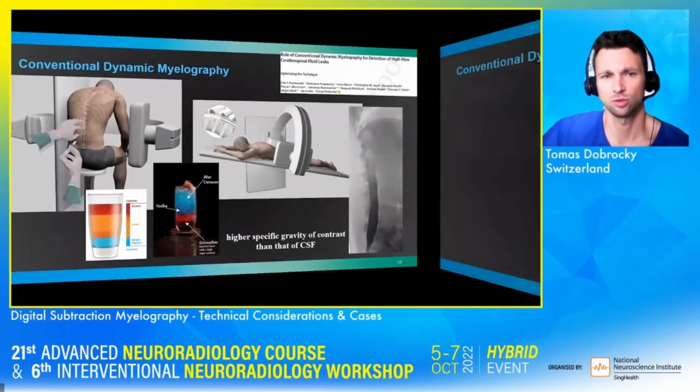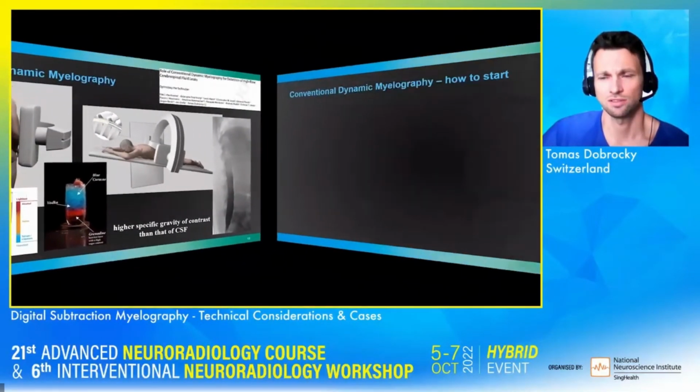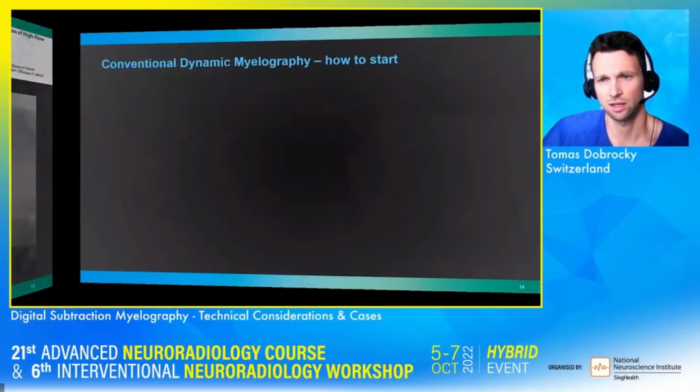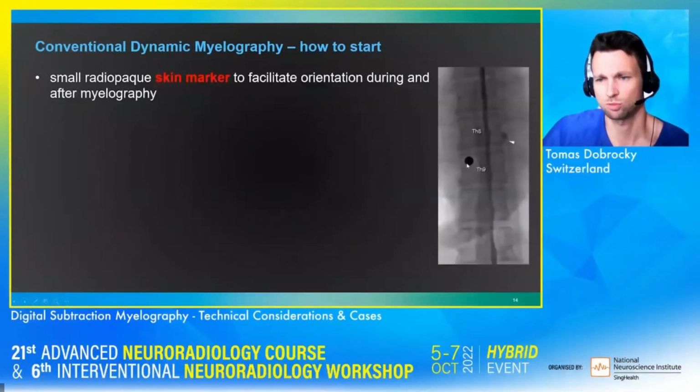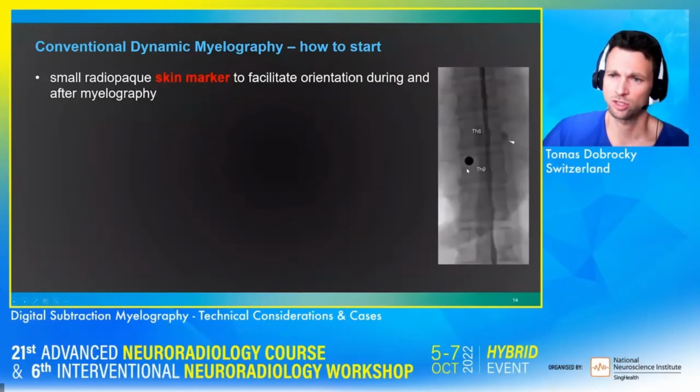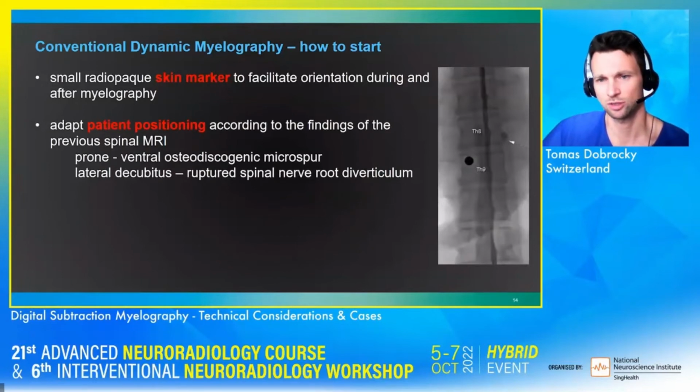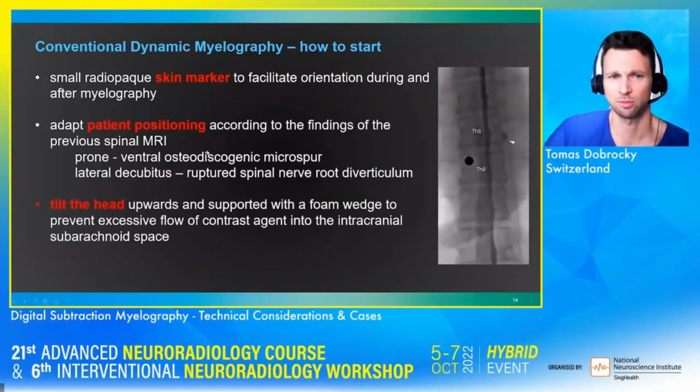And basically what you need to do is to tilt the patients. We usually do a skin marking, a small radiopaque marker, so we know what level we're looking at, because you might easily get confused when you're tilting the patient. And you're going to adapt the patient positioning according to the pathology that you're looking for. Prone when you're looking for a spine spur, or lateral decubitus when you're looking for a ruptured nerve root cyst.